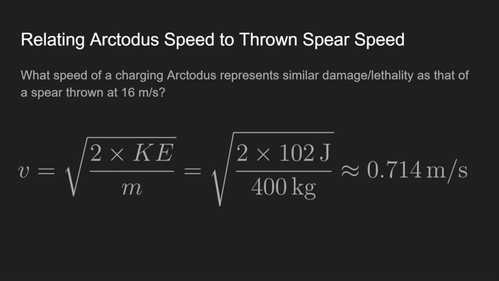what speed would a charging Arcturus have to be moving to mimic the damage or lethality of a spear thrown at 60 meters per second. To do this, we can simply sub in the kinetic energy of a spear going 60 meters per second, that being 102 joules, and the mass of the Arcturus being 400 kilograms into our equation. And we end up with a velocity of 0.714 meters per second that the Arcturus would have to be moving to mimic that lethality of a spear. And this is extraordinarily slow, around 1.6 miles per hour.